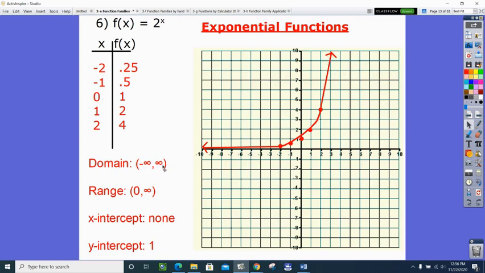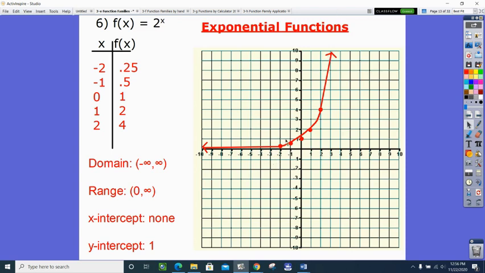Everybody can go in, but not everybody can come out. And if you were to pick -3 and -4 and -10 and -100, this would get closer and closer to 0, but it will never reach 0. This is approaching 0. So the range would not include 0. It would be a parenthesis, but it would keep going up.